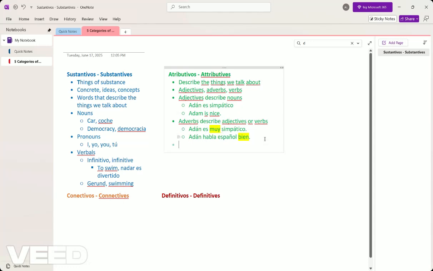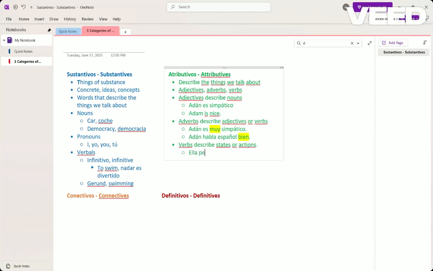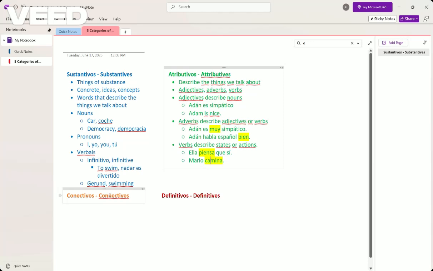All right, and now verbs describe states or actions. Ella piensa que sí. She thinks so. Piensa is describing the state that she's in, the state of thinking. Mario camina. Mario is walking. It's describing the action that he's doing. So these are words that describe. These are adjectives, adverbs, verbs, and sometimes participles, which basically serve as adjectives. We'll get into that in a different video.